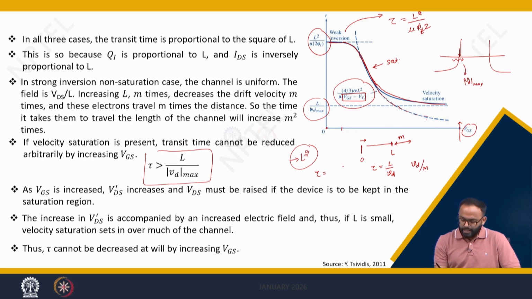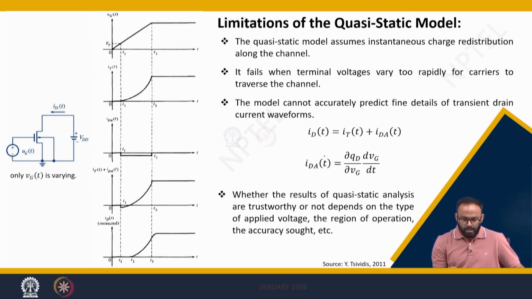So ultimately the carrier would take L divided by Vd divided by m into m, so it will take time proportional to L square, right? That is what we are getting, the L square term. So the time will be more and it depends upon the channel length. Now let's see what is the limitation of the quasi-static model that we have derived so far for different regions of operation.